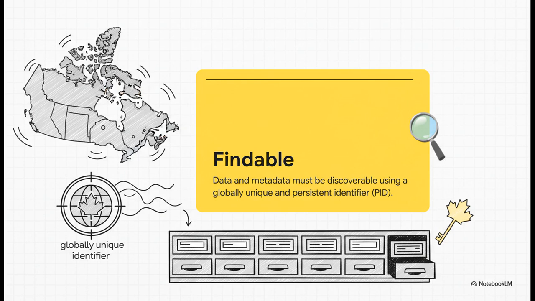This is all about making sure your data can be found by anyone and by anything, like a computer search engine. The way we do this is by giving it a globally unique and persistent identifier, or a PID. The most common one you'll see is a DOI, a digital object identifier. It's basically like giving your dataset its own permanent web address that will never, ever change.